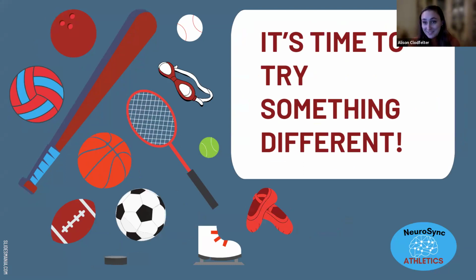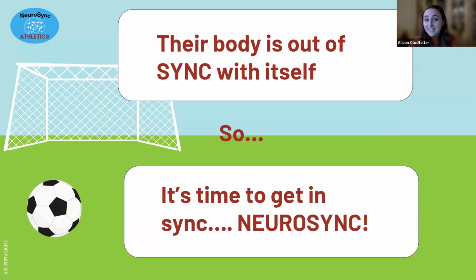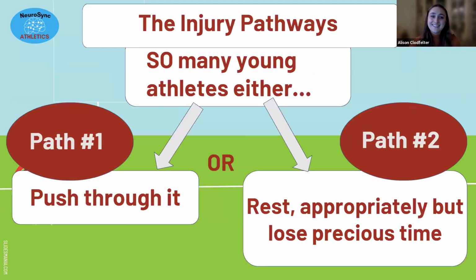It's time to try something different. What is that, you ask? Their body is probably out of sync with itself, so it's time to get it in sync, or like we like to call it, in neurosync. So here at Neurosync, we believe there's two injury pathways.